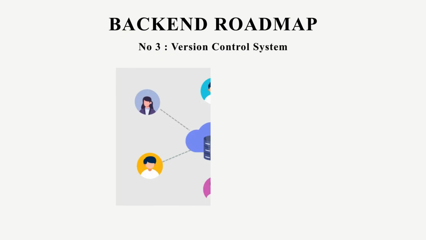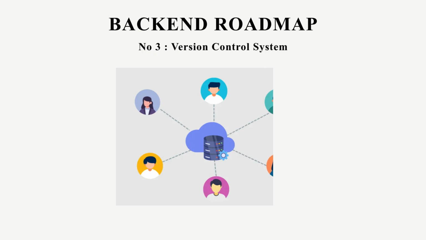Number 3, version control systems. Backend development often involves working with teams. This is why version control systems are essential. The most widely used version control system is Git. Git allows developers to track code changes, collaborate with teams, and revert to previous versions of code. Developers usually store their repositories on platforms like GitHub and GitLab. These platforms support collaboration, pull requests, code reviews, and CI/CD pipelines. Learning Git is one of the most important skills for any developer.